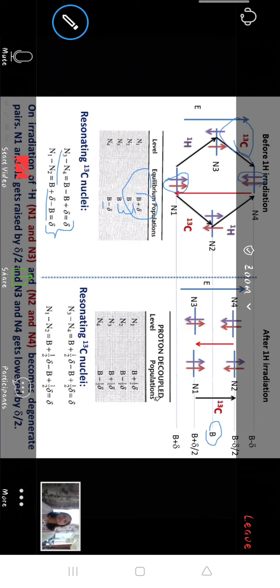Okay. Now let's come to the irradiation after the proton irradiation. So after proton irradiation, what has happened?